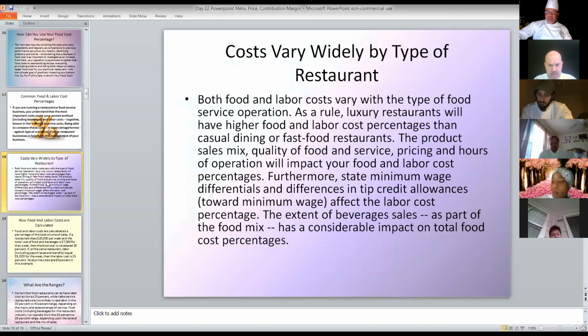Costs vary widely with the type of restaurant. Both food and labor costs vary widely with the type of food service operation. As a rule, luxury restaurants will have higher food and labor cost percentages than casual dining and fast food restaurants. The luxury restaurants will be running at about 34% food costs. The product sales mix, quality of food and service, pricing, and hours of operation will impact your food and labor cost percentages. Furthermore, state minimum wage differentials and differences in tip credit allowances also affect labor cost percentage. The extent of beverage sales as part of the food mix has a considerable impact on total food cost percentages.